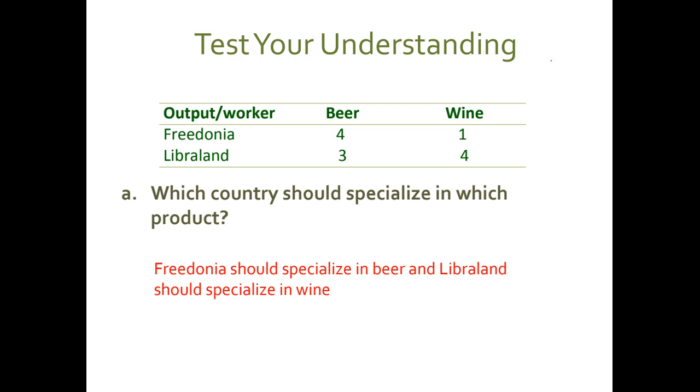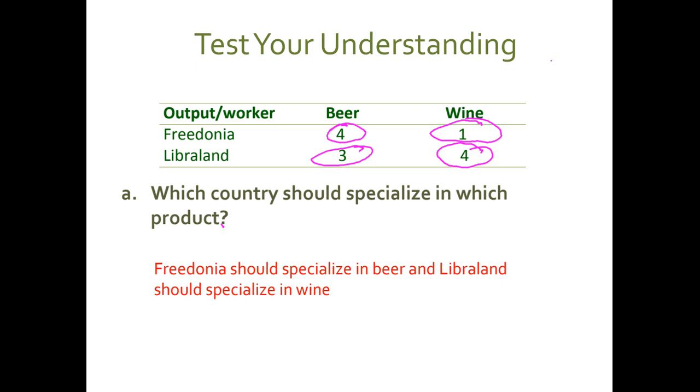Now we compare vertically like this. First we take the product beer and compare these two numbers. The workers are more productive in Fredonia compared to Liberland in the production of beer. Similarly, if we compare wine, we notice that workers in Liberland are more productive than workers in Fredonia in the production of wine. So which country should specialize in which product according to Adam Smith, or according to the theory of absolute advantage?